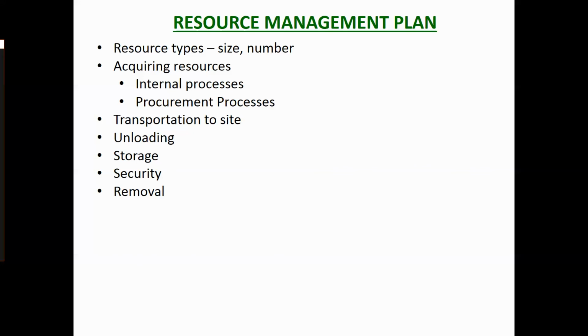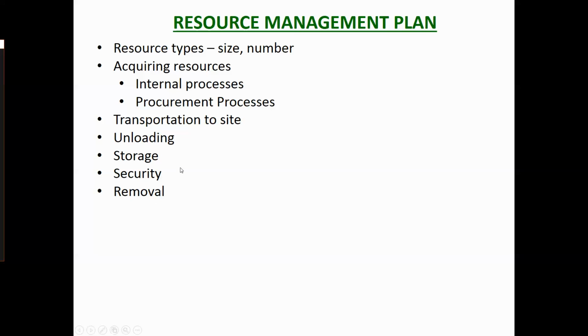Now the resource management plan addresses how we're going to manage these resources. So how we're going to acquire them. Are we going to acquire them internally or by procurement? So you can see procurement comes into that quite a bit. How we're going to get them to site, if they're materials or big bits of plant. How we're going to unload them. So if you've got a whole lot of pipes coming to site, how are you going to get them off the truck? Where are you going to store them? How are you going to make them secure? Make sure that they're not going to get vandalised or stolen. And if we're talking about temporary things or waste, how are you going to remove that off site? So that's what the resource management plan does.